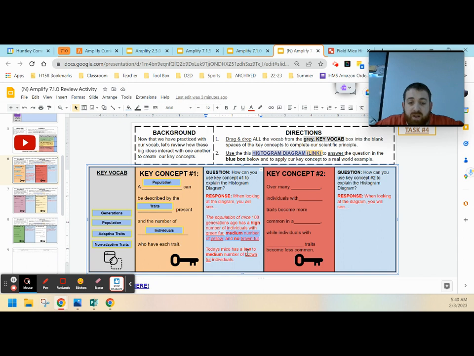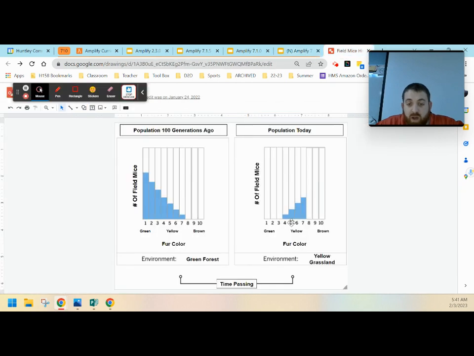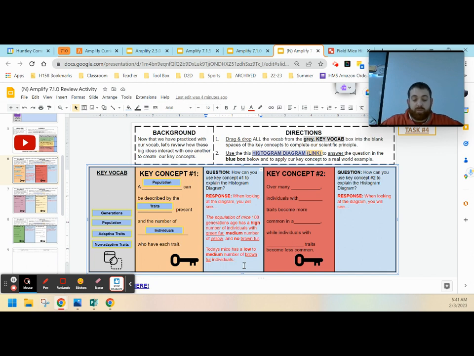We then go on to say today's mice has a low to medium number of yellow fur individuals. And that's true. We have a low to medium number of yellow fur individuals. And we could go a step further and say we have no individuals with green fur and no individuals with brown fur. So with no brown or green fur mice.